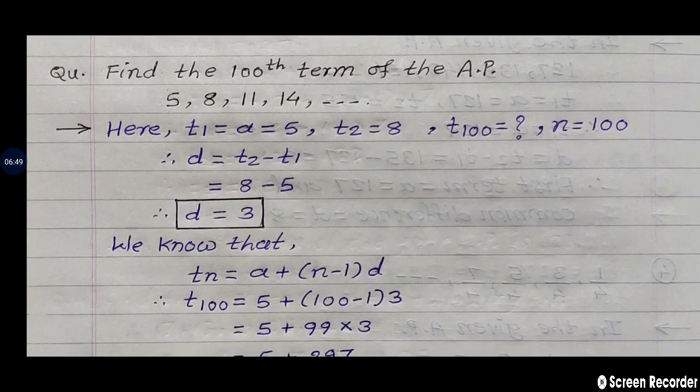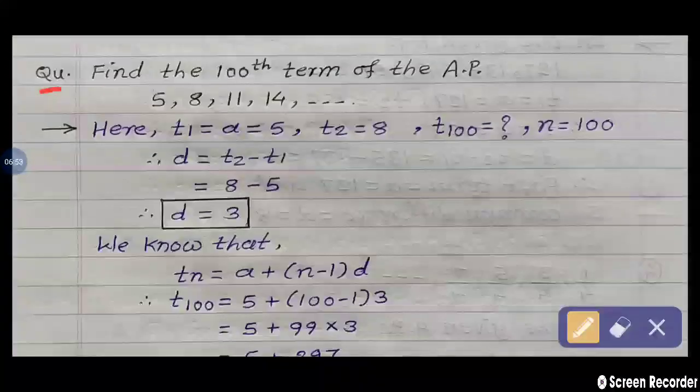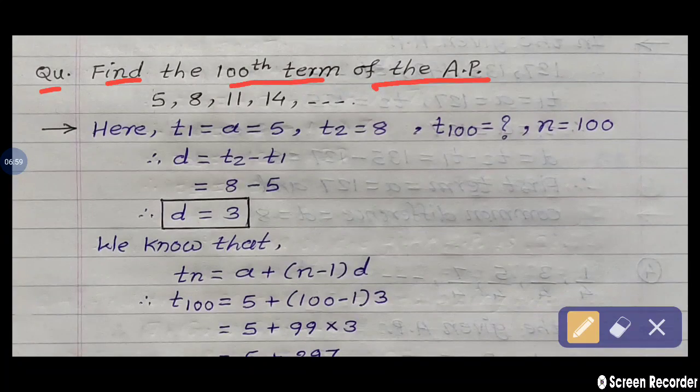See one question we solve here now. The question is: find the 100th term of the AP 5, 8, 11, 14, and we don't know what the last term is. Is it right? So, answer. Here T1 means nothing but the first term, also indicated as the letter a, is equal to 5.